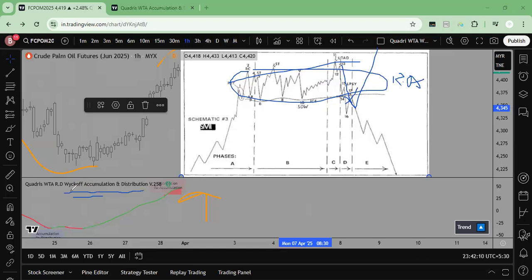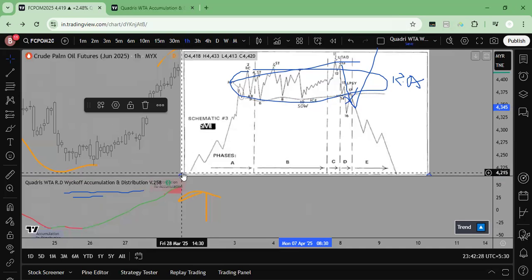which is called RD Wyckoff Accumulation and Distribution. Initially, it was named Accumulation and Distribution version 258. I changed it to version 250, which is RD Wyckoff Accumulation and Distribution. So this is a distribution schematic. Now we'll look at it.